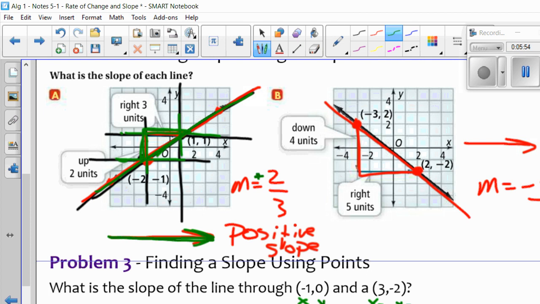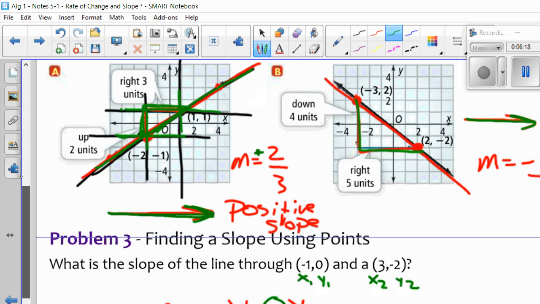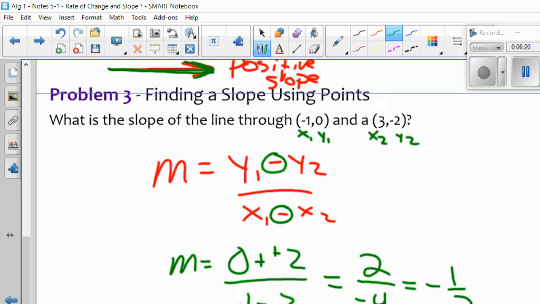Okay. If you look at this graph, what's the line doing as I read a book left to right? It's going down. So that's going to tell me I'm taking the negative slope. So I want to go down and over. And between those two, I went down 4 and over 5. So I got a negative slope of negative 4 over 5. Okay. So that's just counting squares on a graph and being able to get your slope.